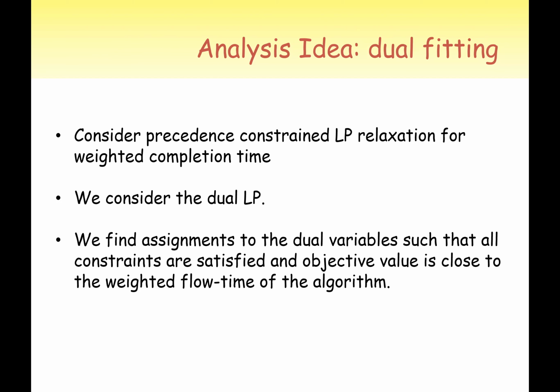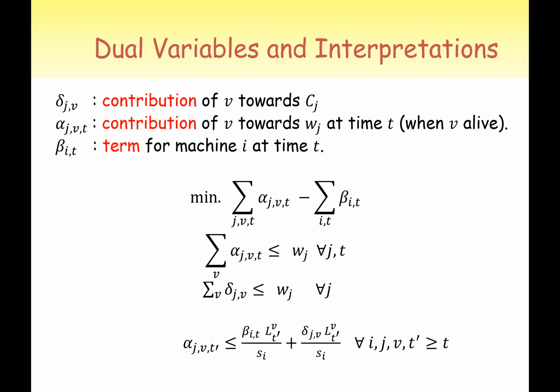And the objective function that we generate is comparable to the actual weighted flow time of the algorithm. So if we can show this, then we can prove that this algorithm has small competitive ratio. So that's the idea. Instead of writing the primal LP, it doesn't give us much insight, at least now. So we'll just write down the dual LP.